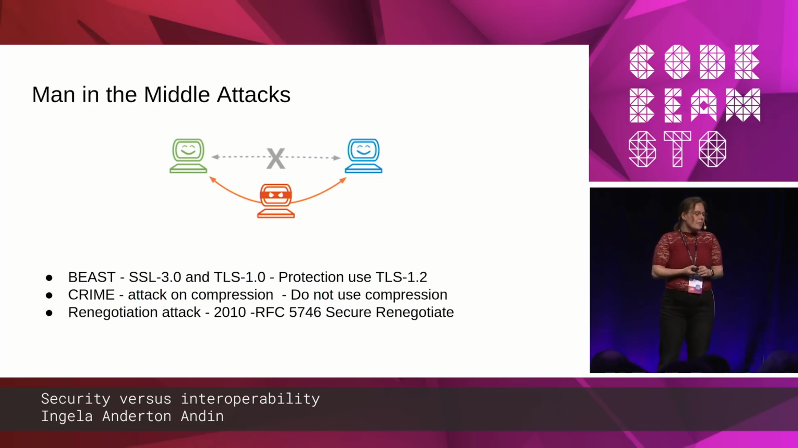Then there's the CRIME attack, and this is an attack on compression. So if you can get a man in the middle and inject things, and you can observe the message size, because if you inject something correct, the message size will be smaller. But if you inject something incorrect, the message size will be larger. So you can perform attacks on compression and guess HTTP cookies, for instance.